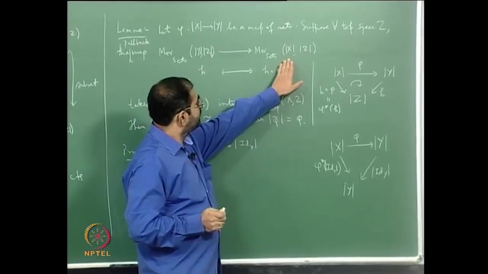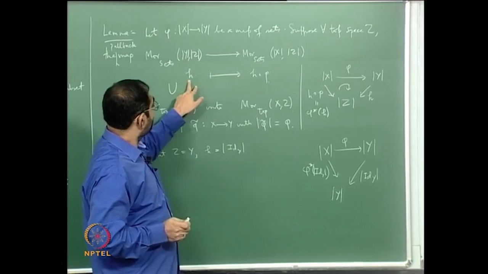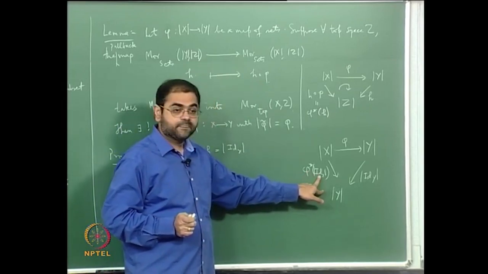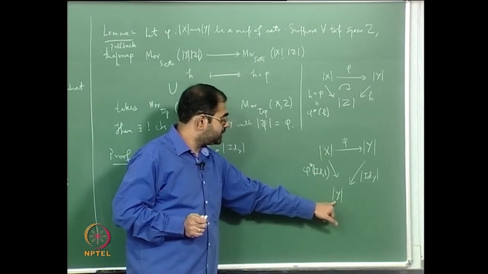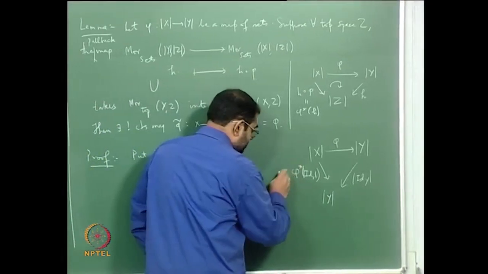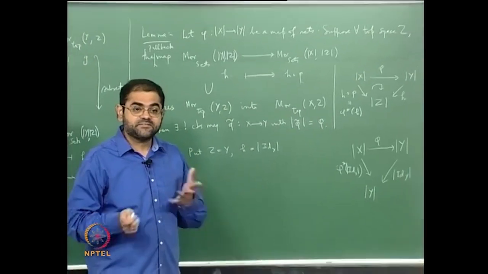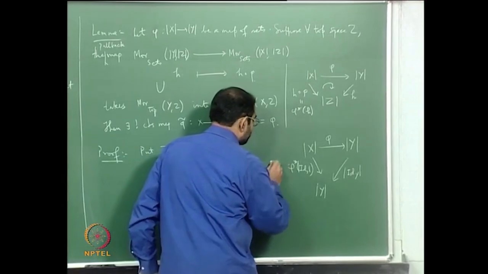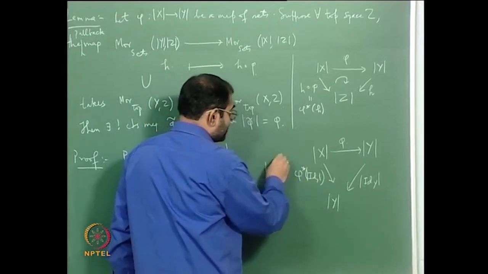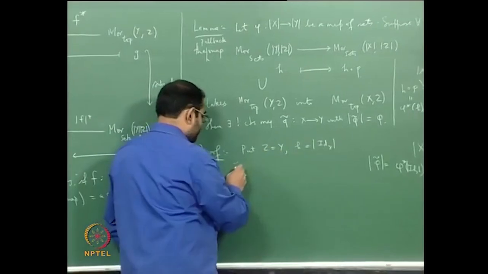And what is the conclusion? That the pullback by phi takes continuous maps to continuous maps. So phi star of identity Y gives you a map from the underlying space of X to the underlying space of Y, and that map is actually a continuous map. But what is this map? This map set theoretically is the same as phi. If I call this phi tilde, then all I am trying to say is that phi tilde is actually this map. So the proof is very clear.